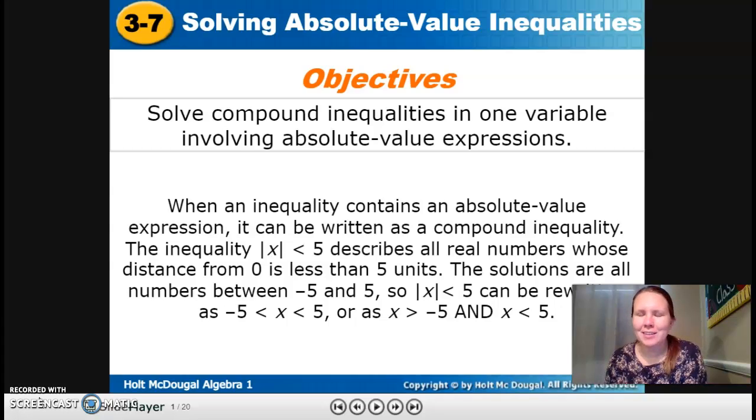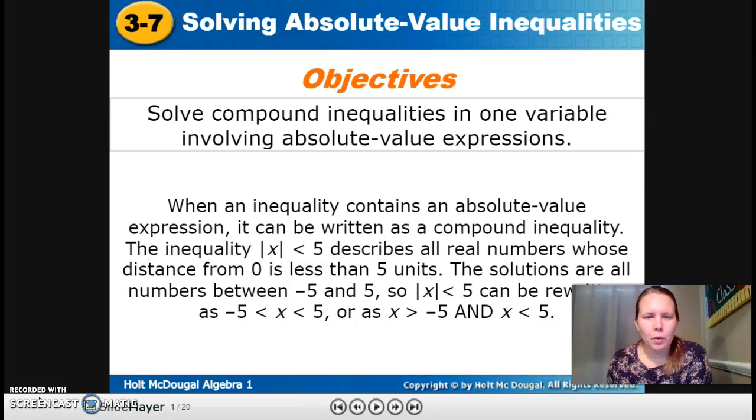For this one it's looking a little different because I found some slides that are already created online through the textbooks. So in this lesson we are solving absolute value inequalities. Our objective is to solve compound inequalities in one variable involving absolute value expressions. So again, we're still working with that one variable, whether it's x, y, z, and so on. But this time we're going to talk about things with absolute values.